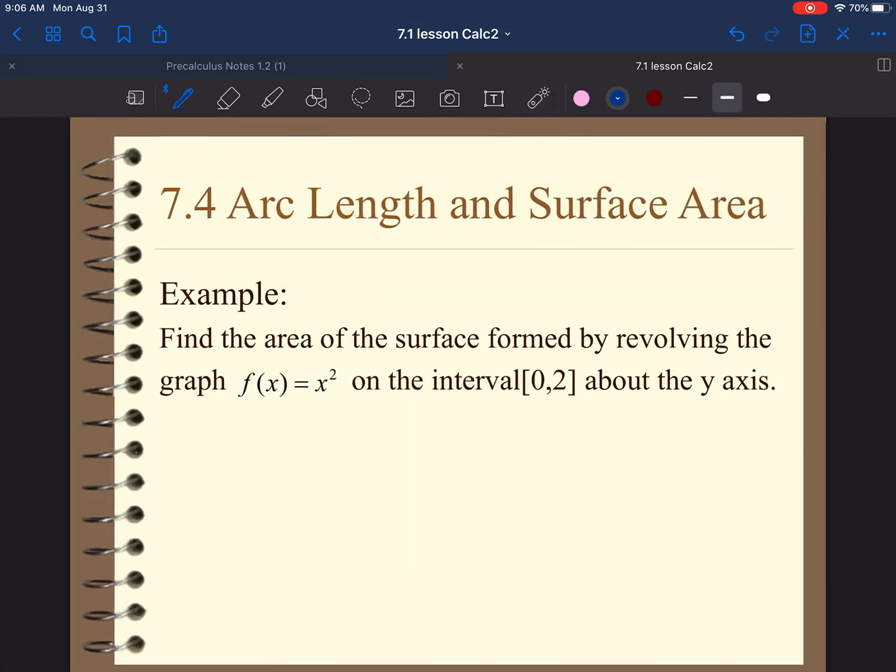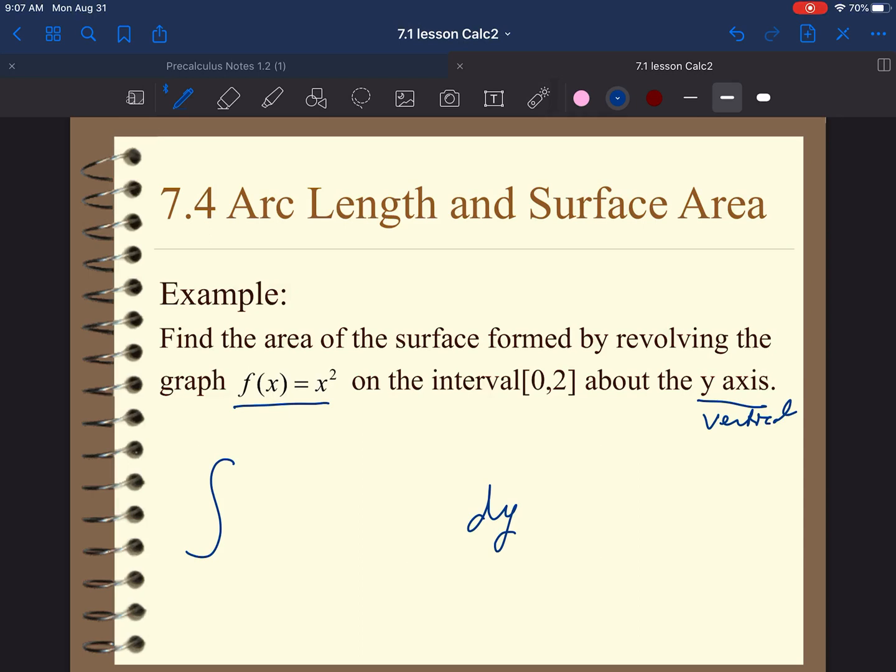And find the area of the surface formed by revolving the graph y = f(x) = x squared on the interval 0 to 2 about the y-axis. So if I'm revolving about the y-axis, is that a horizontal or a vertical? The y-axis is vertical. So that means that my integral is going to be in terms of y. So it's very important to notice.